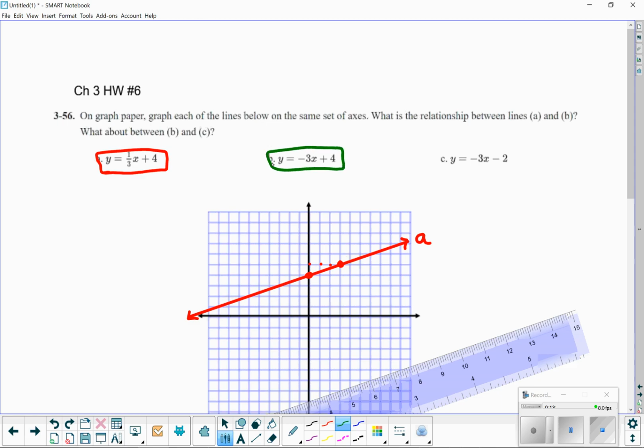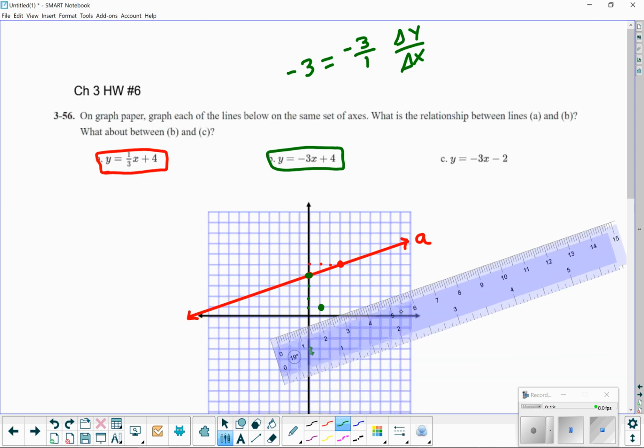That's positive 4 again. So we're going to start at the y-intercept, positive 4 right there. And this slope is negative 3, or negative 3 over 1, because negative 3 can be counted as negative 3 over 1. We do need the change in y over the change in x. So the change in y is going to be down 3. So down 1, down 2, down 3, and then over 1 right there.